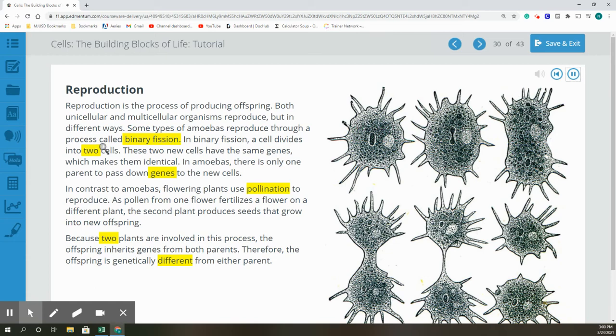In contrast to amoebas, flowering plants use pollination to reproduce. As pollen from one flower fertilizes a flower on a different plant, the second plant produces seeds that grow into new offspring. Because two plants are involved in this process, the offspring inherits genes from both parents. Therefore, the offspring is genetically different from either parent.